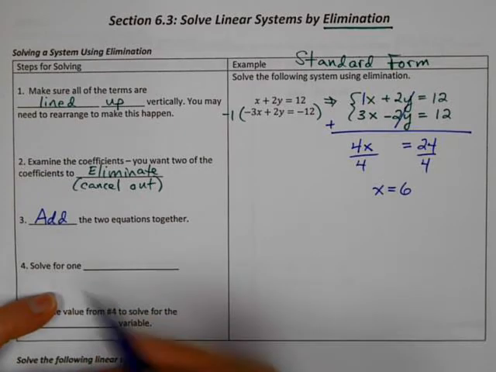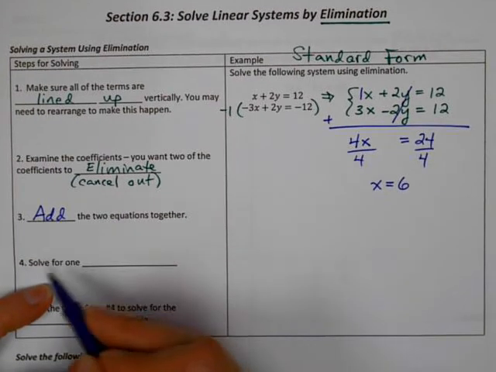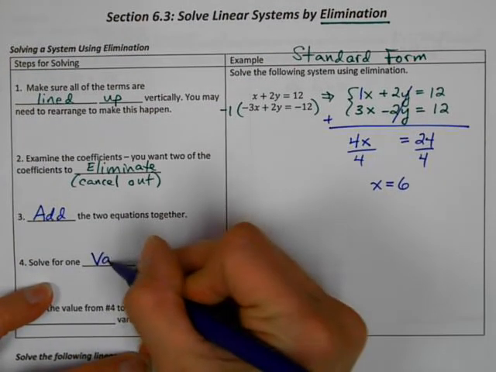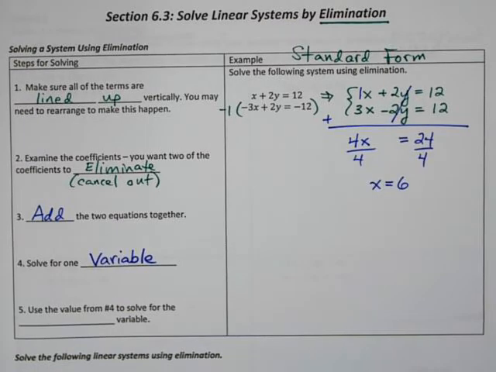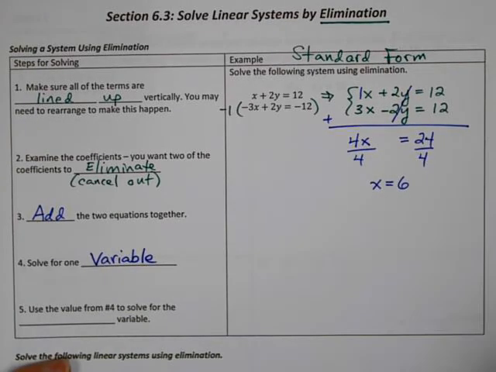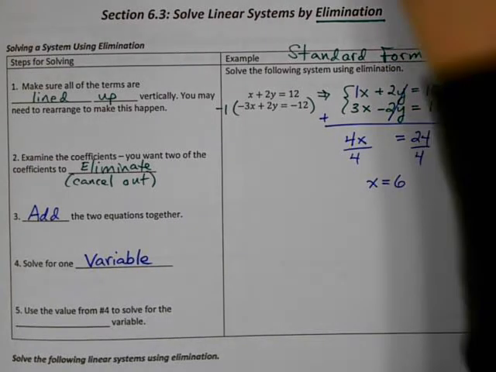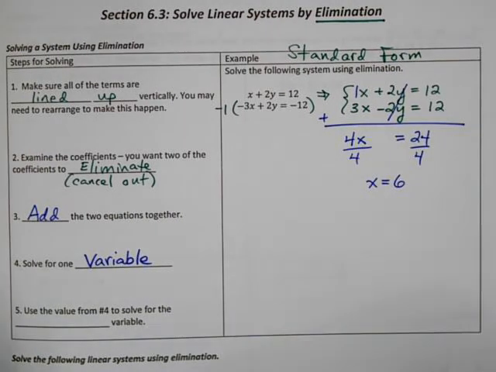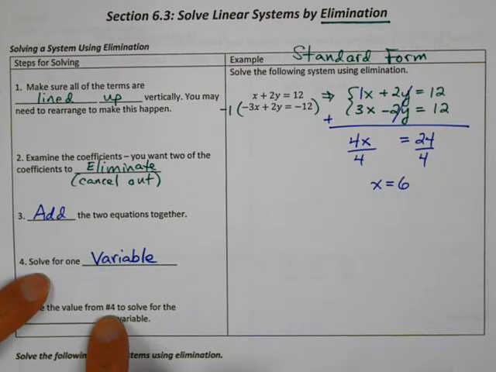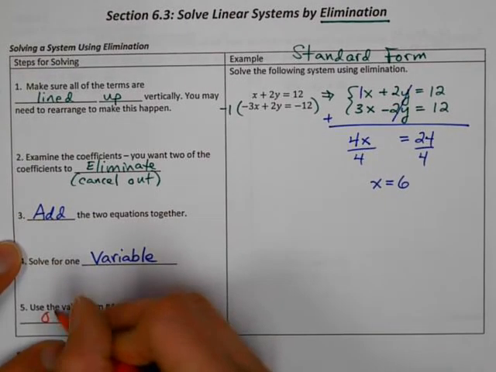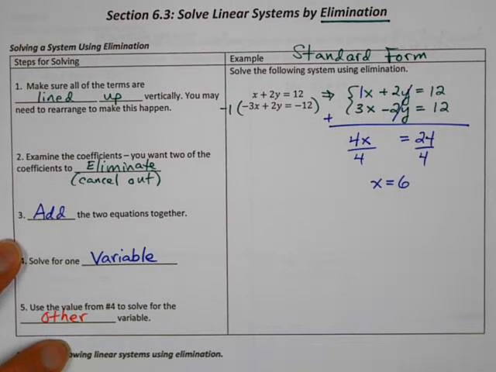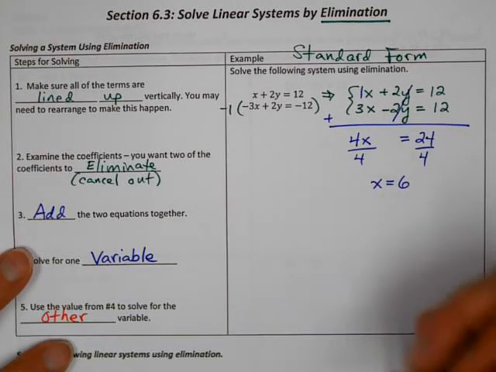So after you add them together, you solve for one of the variables. But we're not done, because that's only half of our solution. When you have a system with two letters, you have to find two numbers. So we're going to use the value from number 4, x equal to 6, to solve for the other variable. Not x, but we have to find the y.